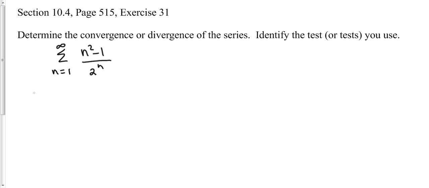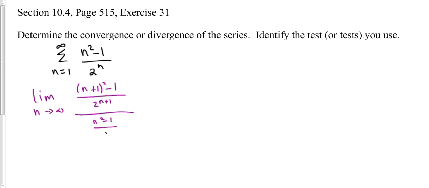which tells us that we take the limit as n goes to infinity of the n plus 1 order term. So that's going to be n plus 1 squared minus 1 divided by 2 to the n plus 1. And I'm going to divide that by the nth order term. So I'm going to divide it by n squared minus 1 over 2 to the n.